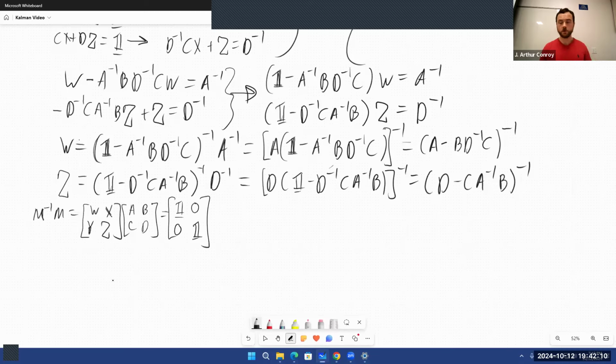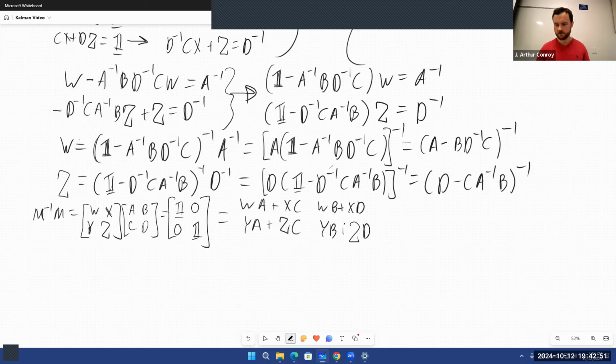Cool. So we're going to derive some equations for what the constraints on these M inverse terms will look like. All right. So we're going to get WA plus XC and then YA plus ZC, WB plus XD, and then YB plus ZD. Yep, there we are. It'll appear all at once. All right, cool. So WA plus XC equals identity, just like before.